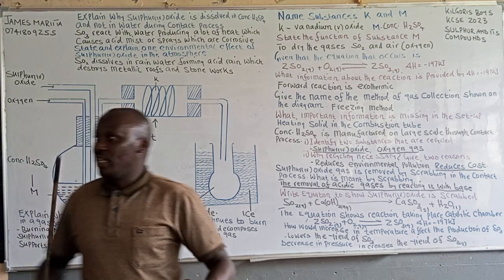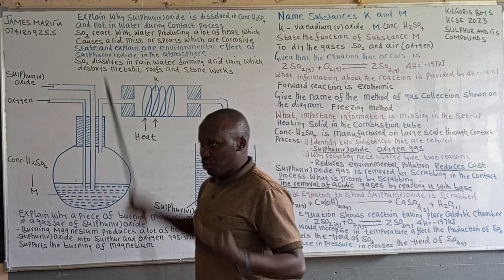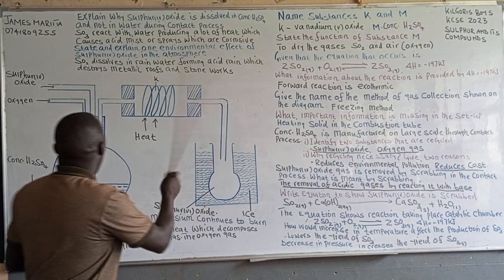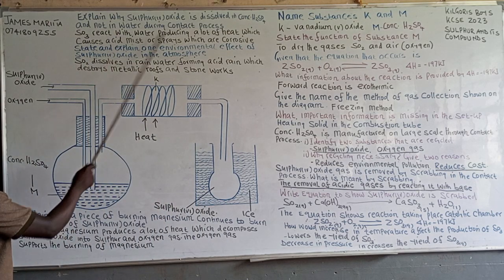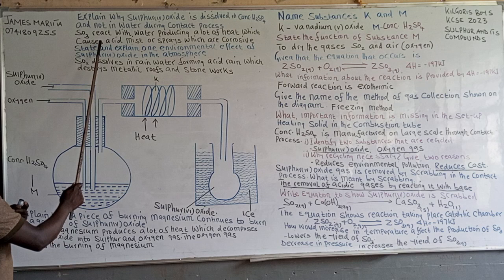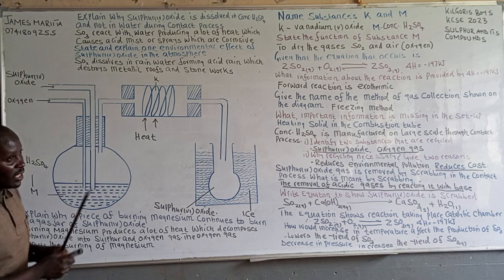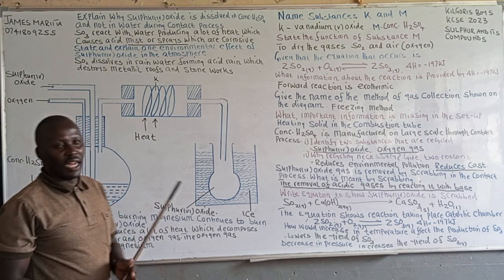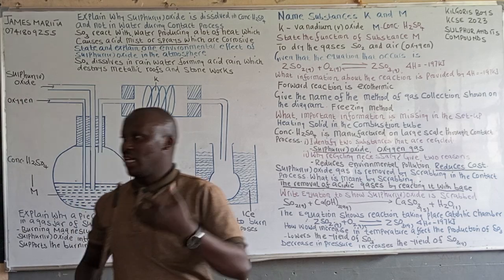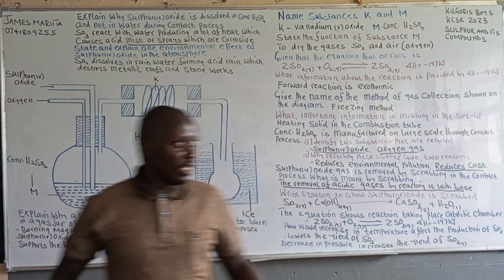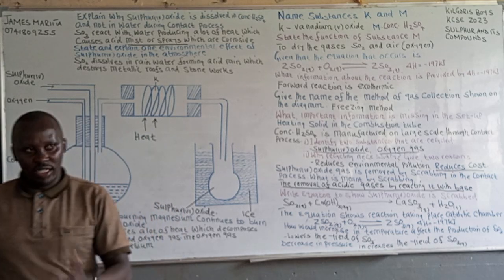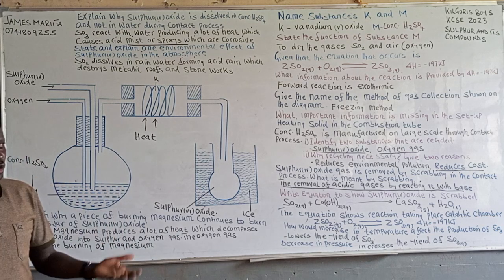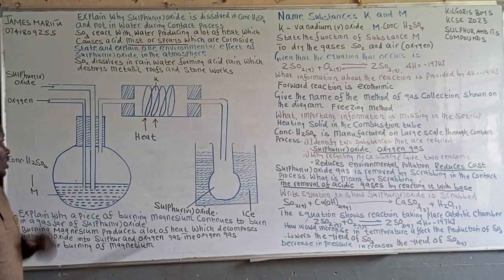Now in this case, the sulfur 6 oxide is not supposed to be dissolved in water directly. Why is that? The sulfur 6 oxide reacts with water, producing a lot of heat, which causes an acid mist. It causes sprays, which are corrosive, and that is the reason why the sulfur 6 oxide cannot be dissolved directly in water. Instead, it is dissolved in concentrated sulfuric acid to form a substance called oleum. The oleum can then be diluted with water to have sulfuric acid.